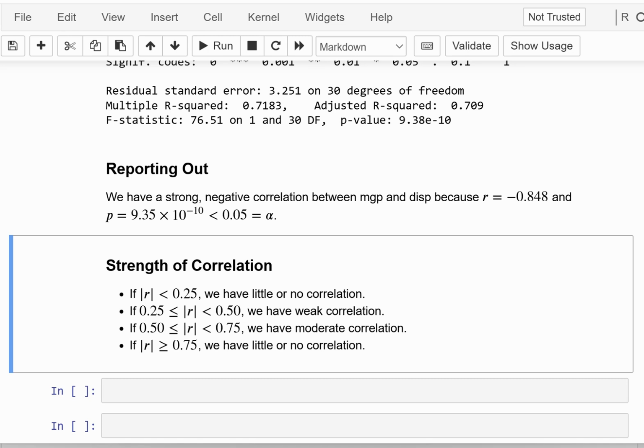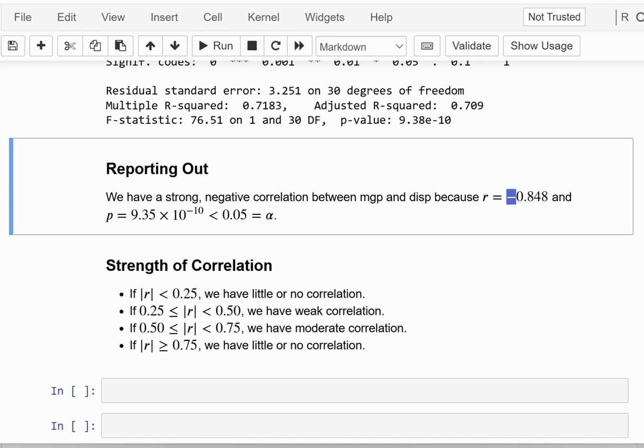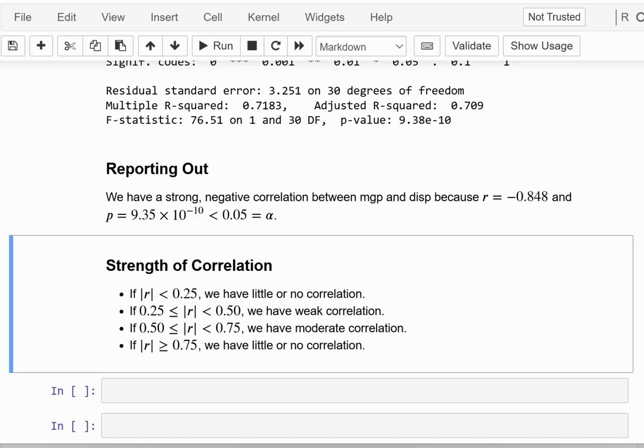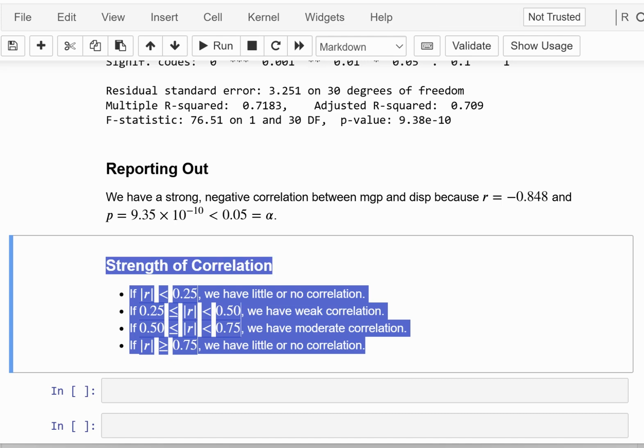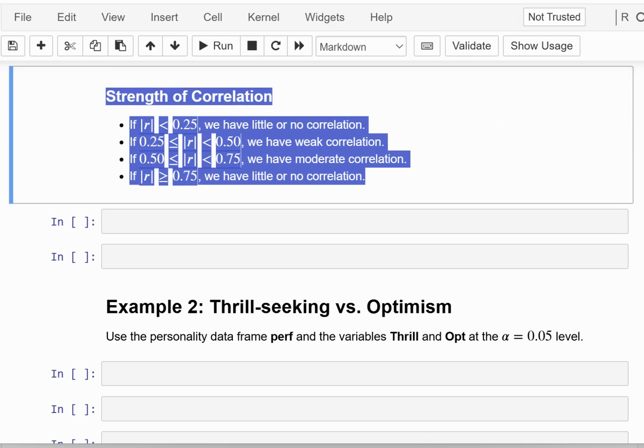Okay, so this is how I'm coming up with the word strong correlation. Negative is obvious because it's right here. Okay, I have a strong negative correlation. And it's a significant correlation. Why? Because the p-value was less than 0.05, which is alpha. Okay, so that's the reporting out. And again, this is the strength of correlation that we're going to use.